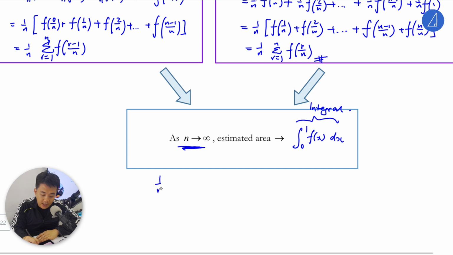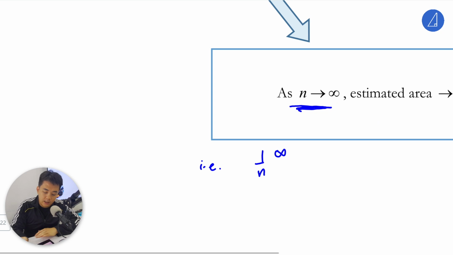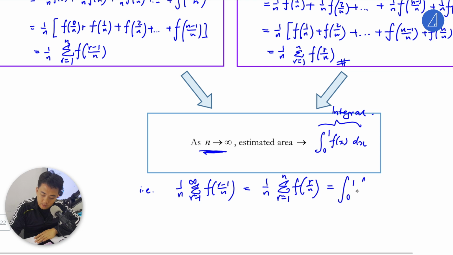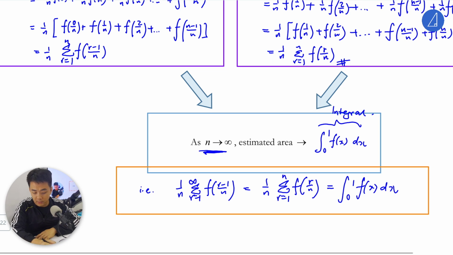So essentially you can write, as n goes to infinity, 1 over n times the summation of r equals 1 to n of f((r-1)/n), and the right-bound sum will equate each other. The left bound will be equal to the right bound. There you go. This is the core concept for Riemann sum.